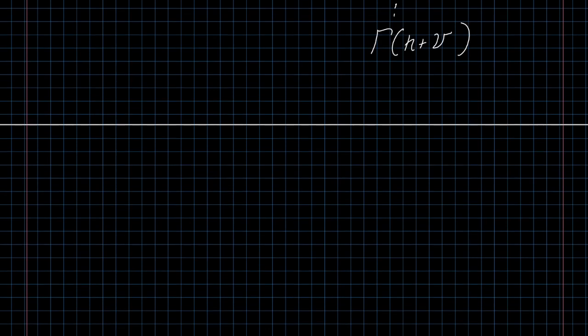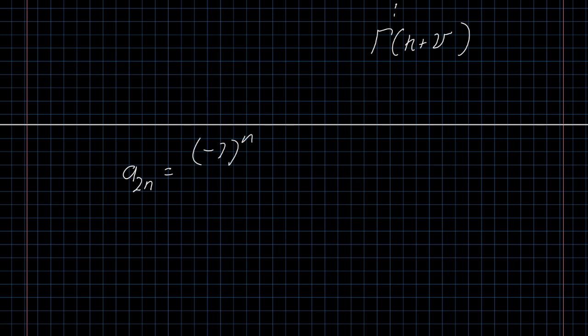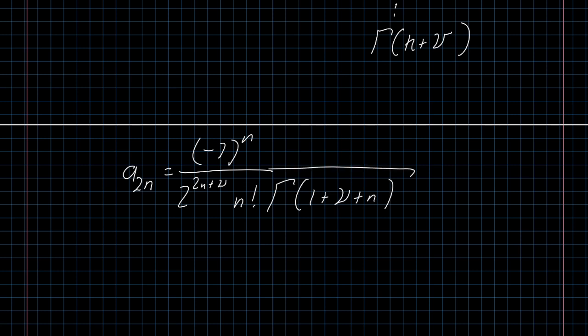But the general way that we write this out is we're going to put this as a to the 2n. I'm switching from k's to n's because I specifically want to call out that we're only going to get even values here. But we'll end up with (-1) to the n power. We'll get 2 to the 2n plus nu power. We'll get an n factorial, and we'll get the gamma function of 1 plus nu plus n. And then a(2k plus 1) is equal to 0.